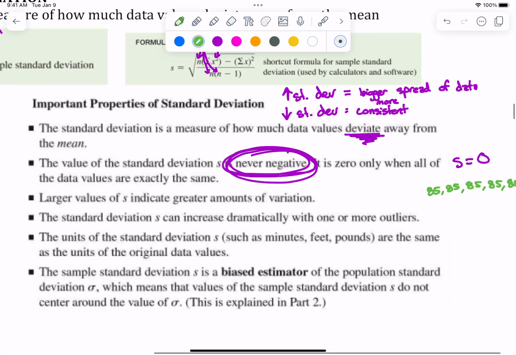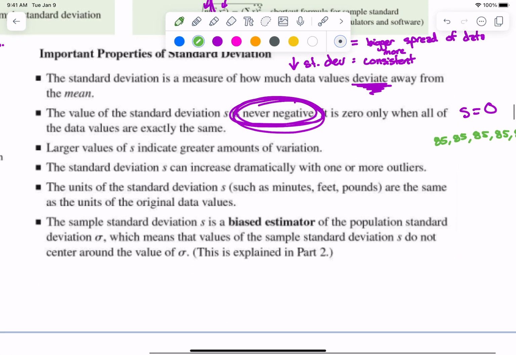Larger values of S indicate greater amounts of variation. The standard deviation can increase dramatically, circle that, with 1 or more outliers, okay? The spread of my data is bigger with an outlier, so my standard deviation is going to increase with an outlier. It's kind of like if you drop a 0 in the grade book. Your average might go down, but your deviation is going to be bigger as well because you're deviating a lot from your average, okay?